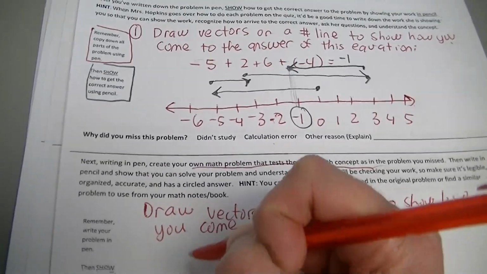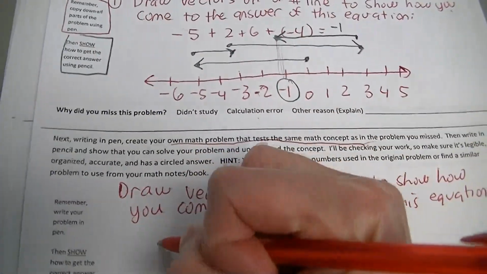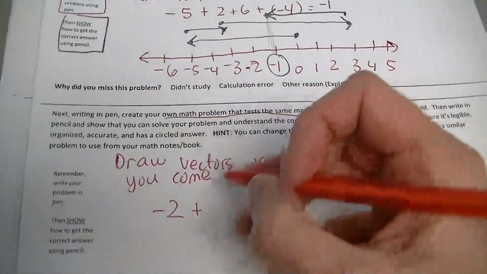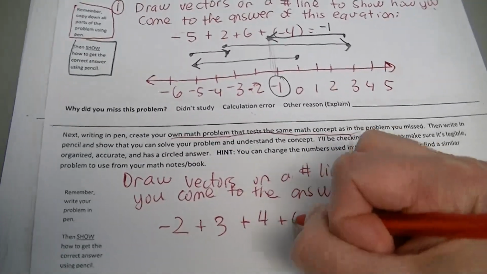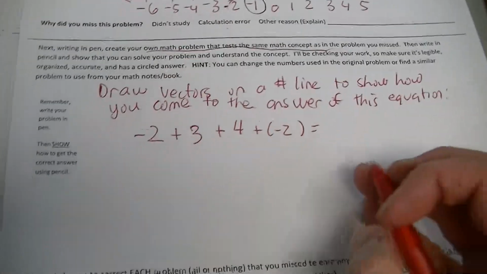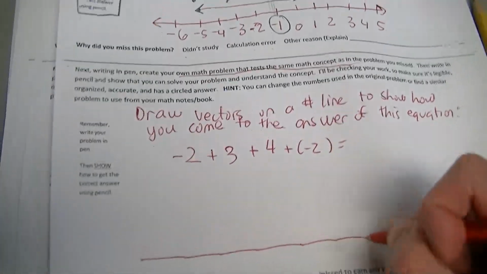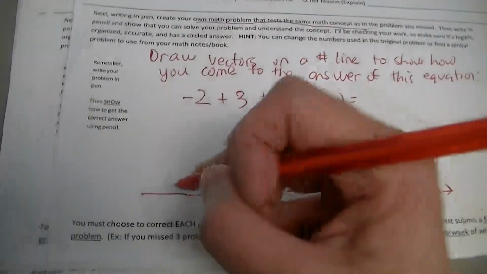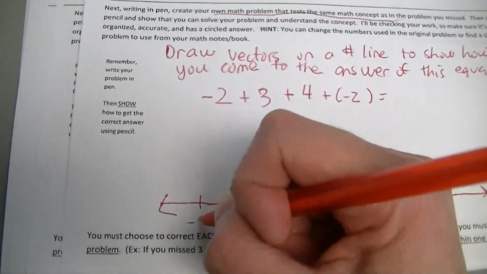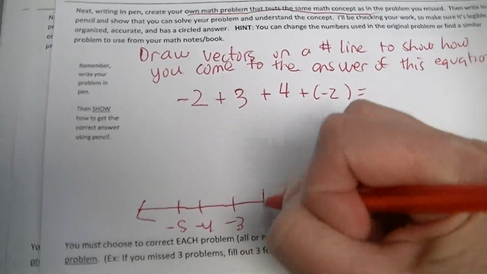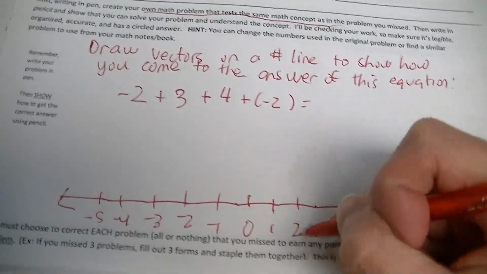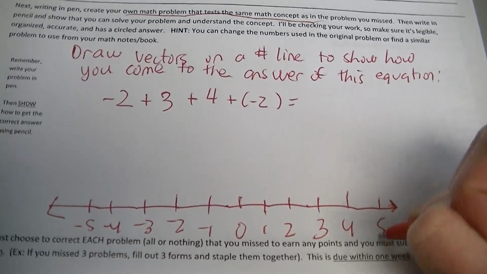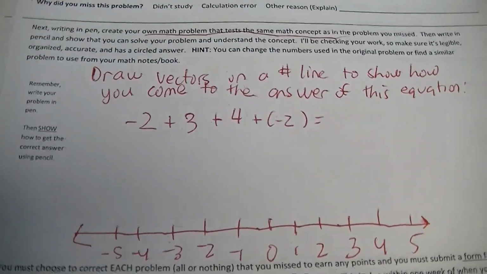So I'm just going to try to make it easy on myself. Instead of negative 5, I'll do negative 2, plus 3, plus 4, plus negative 2, okay? And I have to draw a number line, very similar to that problem up there. And again, right up here I have to draw vectors.